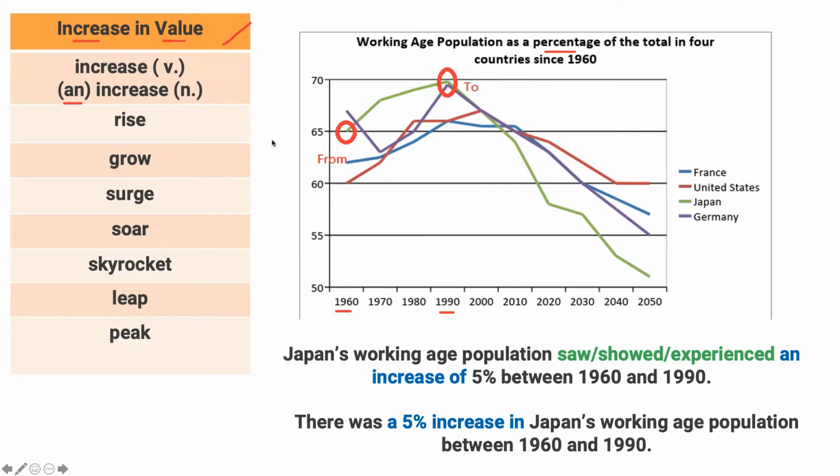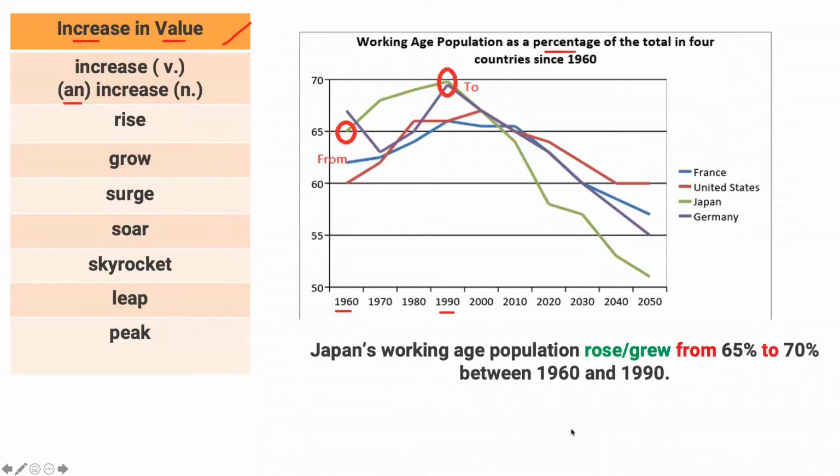Now, you definitely don't want to be using the same word all the time. So right now we've looked at increase as a verb and increase as a noun. Let's look at some other examples. If I pull up this sentence here, we see Japan's working age population rose from 65% to 70%, or you could also say Japan's working age population grew from 65% to 70%. Of course, we're looking at the past, so I've got "rose" and "grew" for the same reason as before. We are talking about a specific moment in the past.